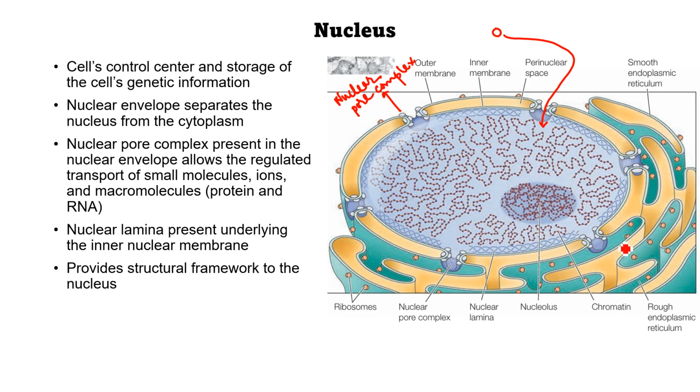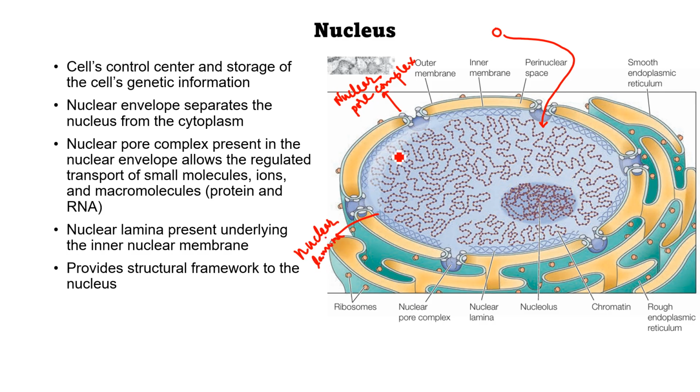And the outer membrane is continuous with the rough endoplasmic reticulum. Okay, so is this point clear? And on the inner side of the nuclear membrane, the inner nuclear membrane, there are structures which are called the nuclear lamina. So can anyone say the function of the nuclear lamina?